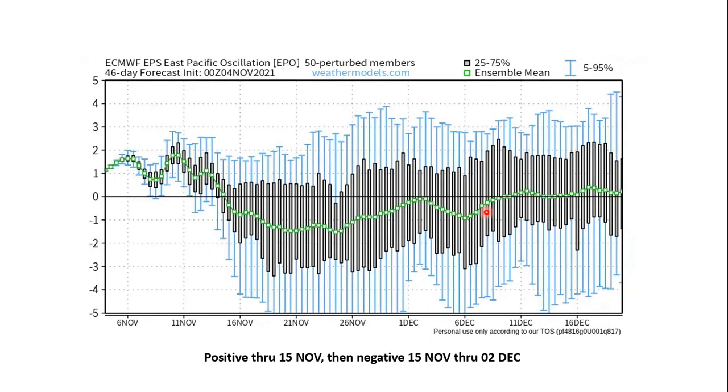European EPS, EPO 50 perturbed members going all the way out to 18 December for the EPO forecast, showing a positive trend initially, right on through the 15th of November, and then we see a trend, this is interesting here, more of a negative phase EPO beyond mid-month. This particular European Ensemble Prediction System has it negative right on through the 2nd of December. So this is going to be interesting to see how this plays out.